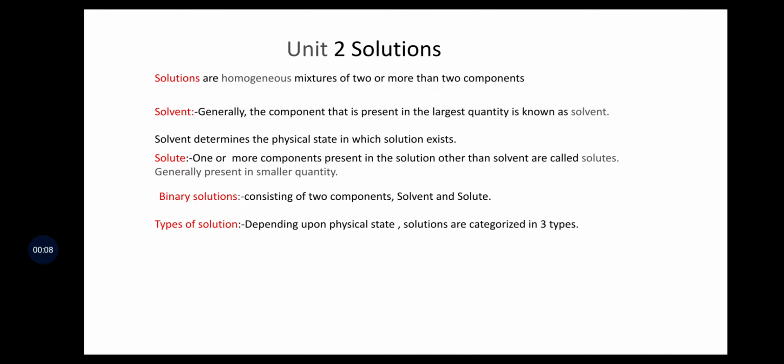Today we are going to study about solution. Chapter number 2, NCERT textbook class 12. In this chapter we will discuss solution, type of solution, concentration unit, solubility of solid and gas in liquid, vapor pressure of solid solution, ideal and non-ideal solution, colligative properties like relative lowering of vapor pressure, elevation in boiling point, depression of freezing point, and osmosis and osmotic pressure.